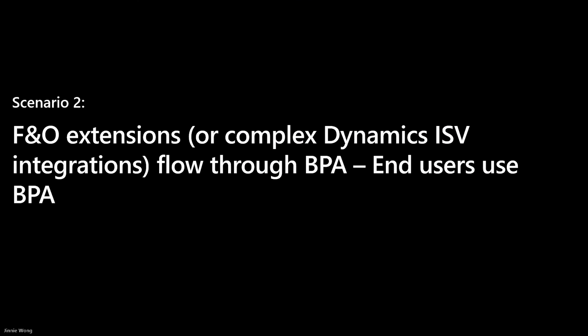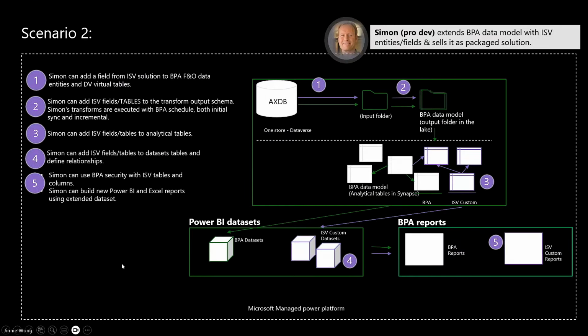The second iteration we're having is F&O extensions or complex Dynamics ISV integrations. They need to flow through BPA. So end users go use BPA with F&O customizations and ISVs in place. Let's take a look at how we are solving that scenario too. What we are making available, and it's important to understand that this is going to be a Microsoft managed Power Platform experience, is that you can go and add your custom fields from ISV solutions or your own custom fields to the F&O data entities via the Dataverse virtual entities.